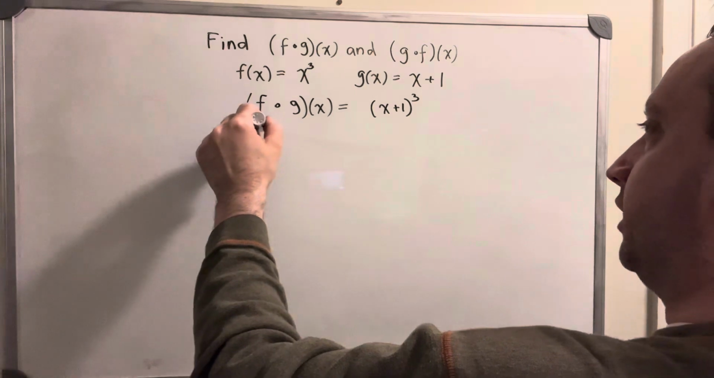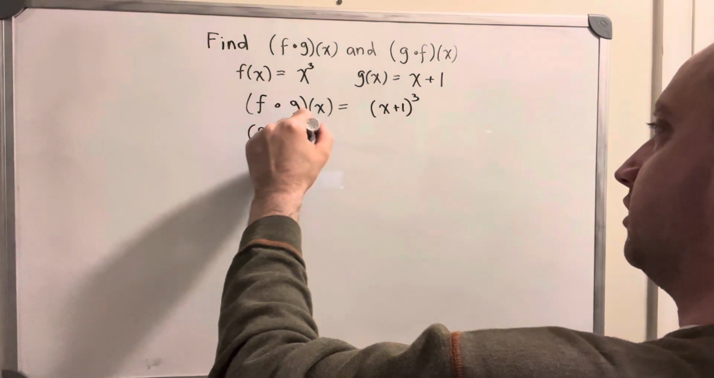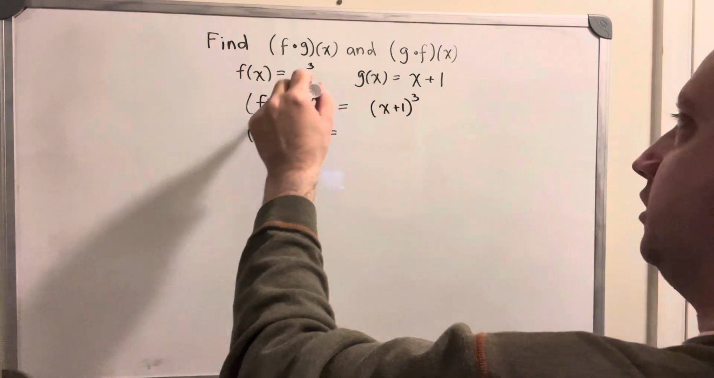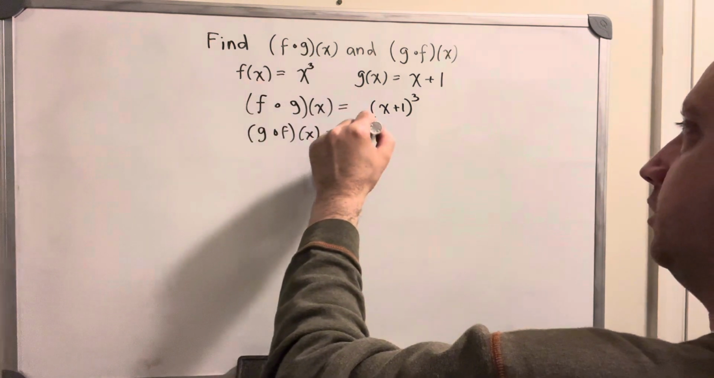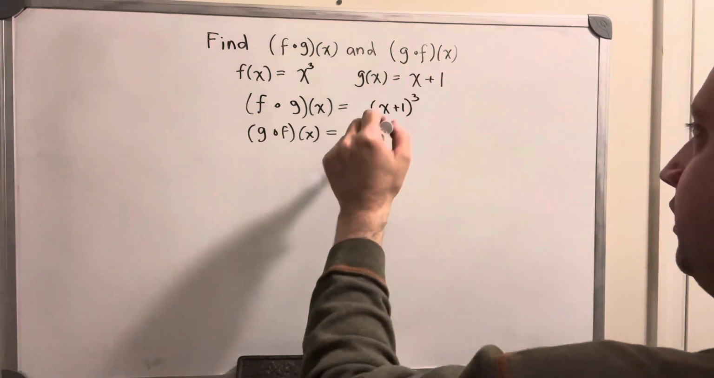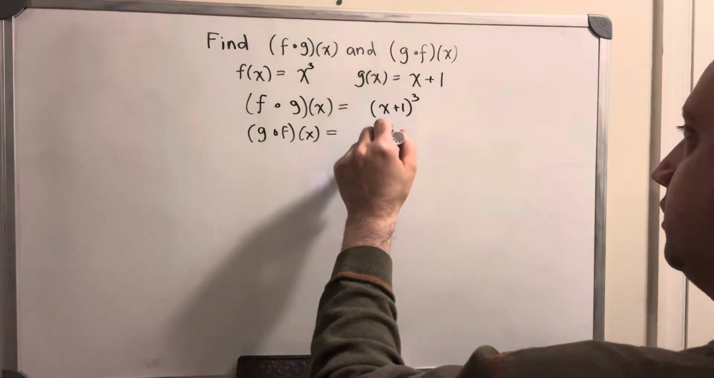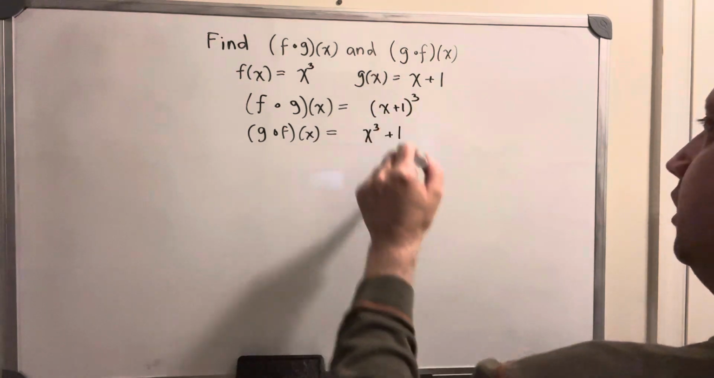Now, g of f of x. You take x cubed and substitute it for x in g of x. So this is x cubed plus 1.